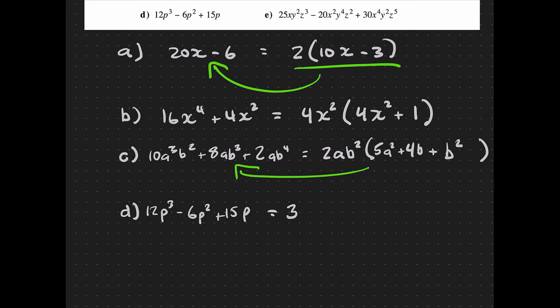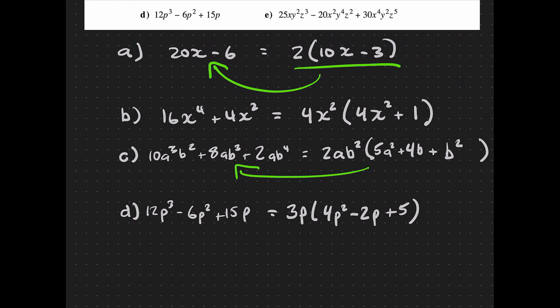I've got p to the 3, p to the 2, p to the 1, so I'm going to pull out 1p, leaving us with what inside the brackets? Well, 12 divided by 3, 4. p cubed divided by p, p squared. Negative 6 divided by a positive 3 is a negative 2. p squared divided by p is 1p. And positive 15 divided by 3 is a positive 5. p divided by p, they basically cancel each other and end up being just 1. And that is what we're left with right there.